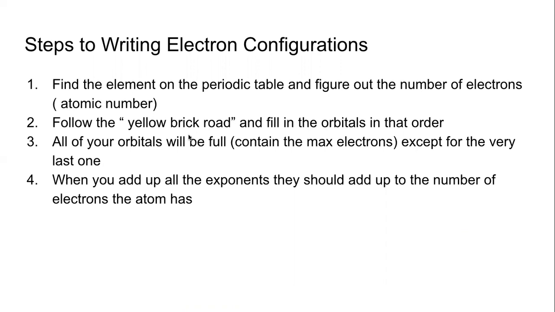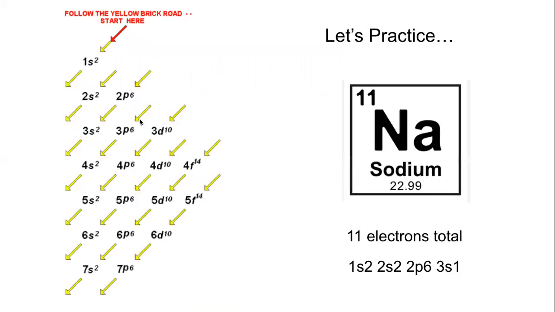Make sure that all of your orbitals are full. So you just keep adding electrons to those orbitals until you run out. And when you add up all the exponents, they should give you the number of electrons that the atom has. So you should get the atomic number. So this is the yellow brick road. This helps make electron configurations relatively easy.